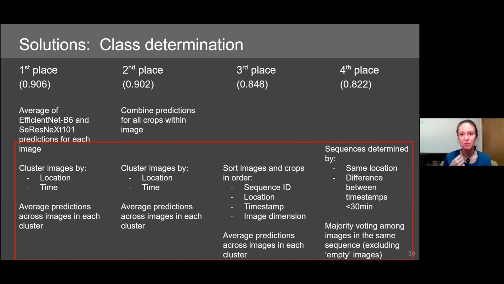They had methods to recluster the images, grouping them by camera ID, so by location, and by time. For example, like 4th place had a threshold of within 30 minutes. If 2 images were taken within 30 minutes of each other, they were considered in the same cluster, the same sequence. And then within that sequence, they averaged the predictions and assigned that final top prediction to all of the images in that sequence. So any other questions about the 4 teams method?